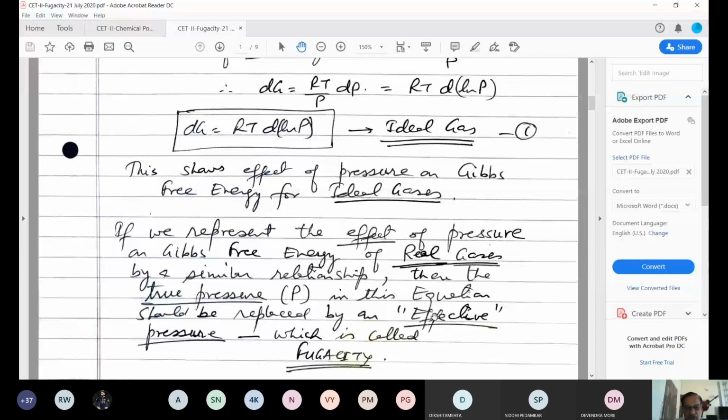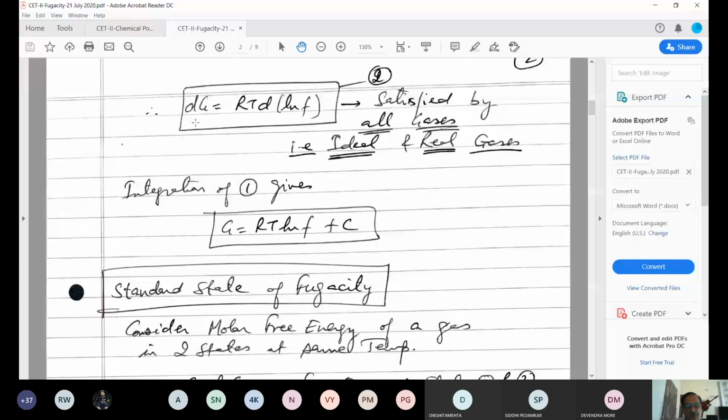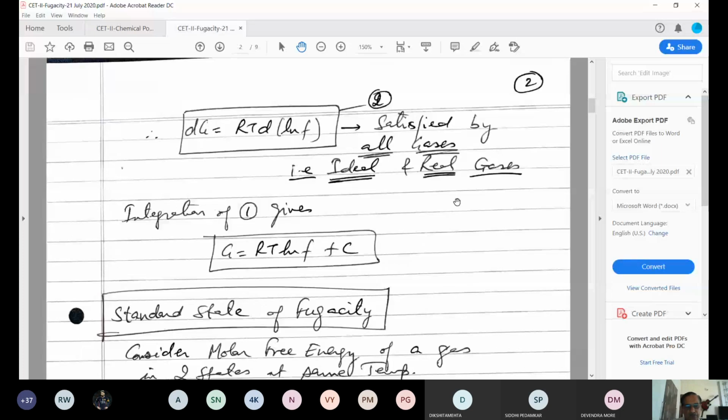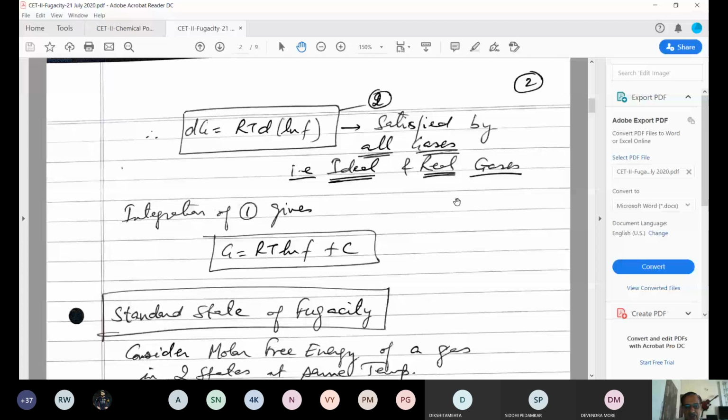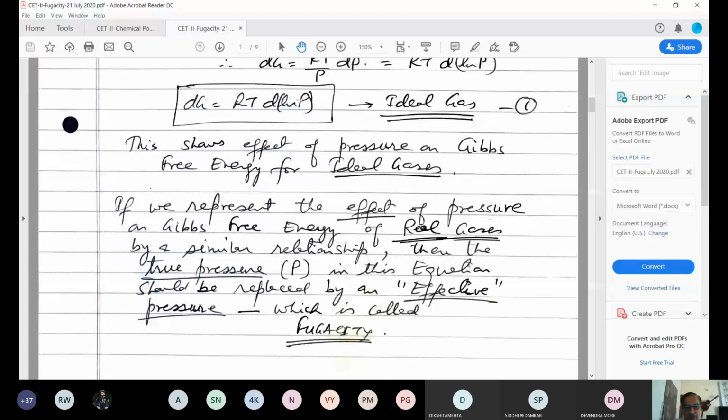That is what we call effective pressure. Instead of P, we use f as fugacity, and we write dG is equal to RT dln f. So now instead of P, we have f, and this can be used for real as well as ideal gas. For ideal gases, f is equal to P. For real gases, we have to find out the fugacity value. Any doubts, questions on equation 1 and 2? Equation 1 is for ideal gases. We write a similar equation for real gases by replacing P with f, which is called fugacity, and that we call effective pressure for real gas.